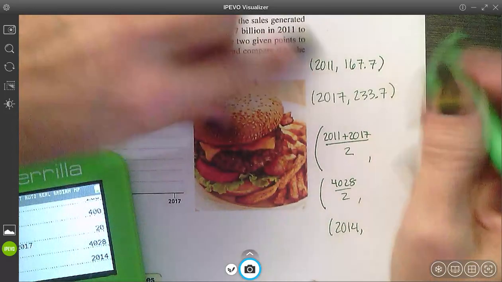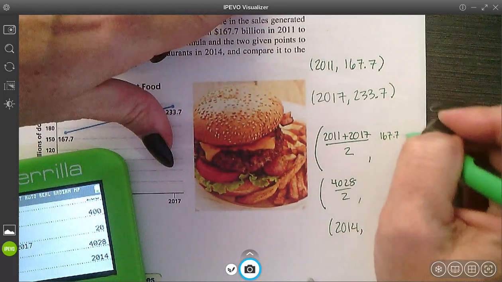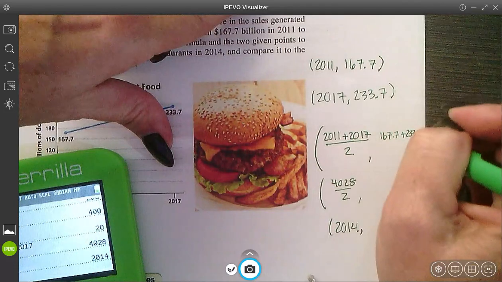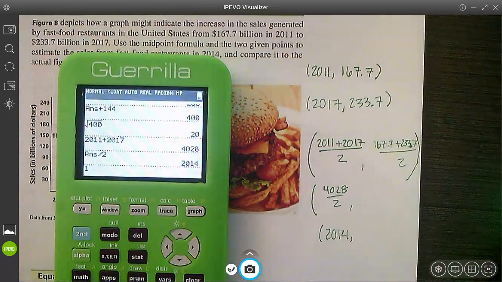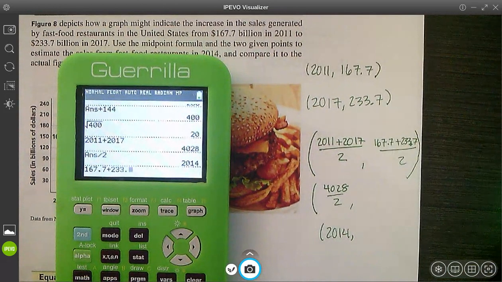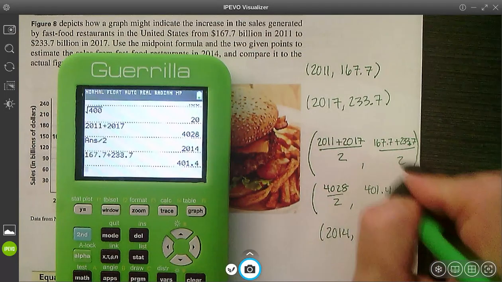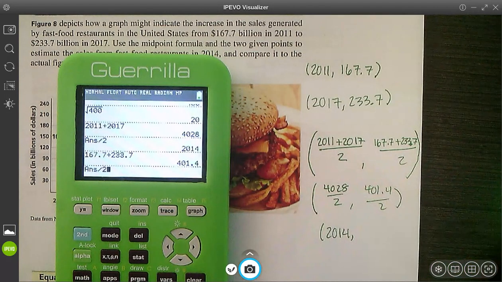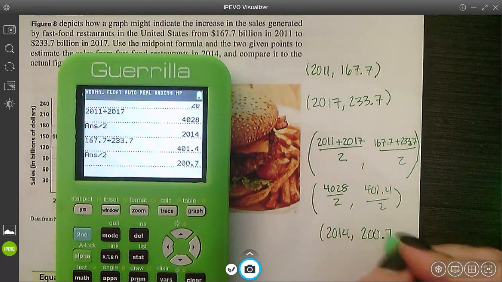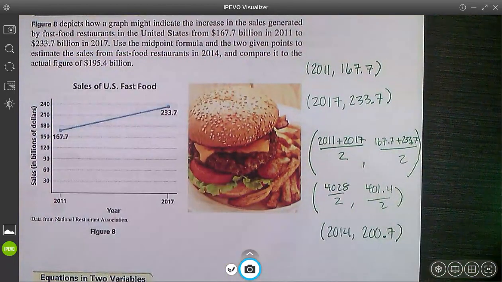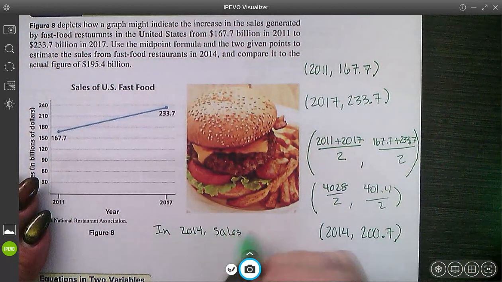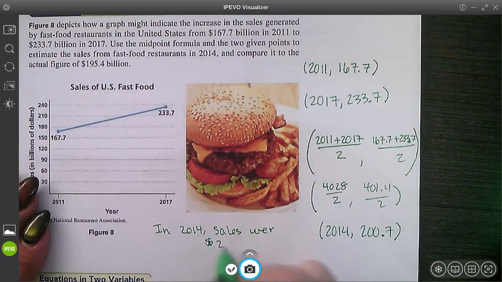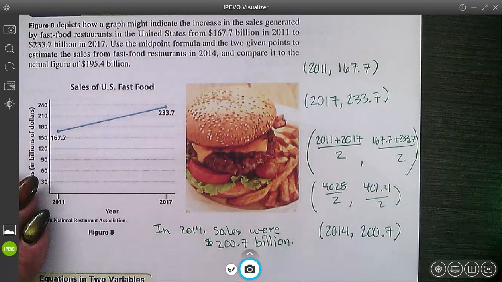So I'll do the same thing with my y coordinates, add the 167.7 billion plus 233.7 billion, and divide by 2. 167.7 plus 233.7 is 401.4, divide by 2 is going to give me 200.7. So that's telling me that in 2014, sales were $200.7 billion based on the midpoint formula.